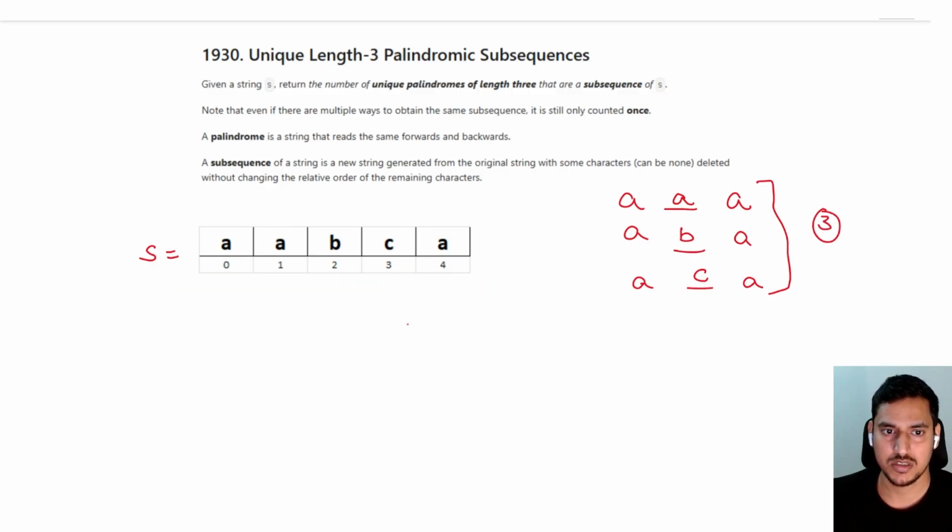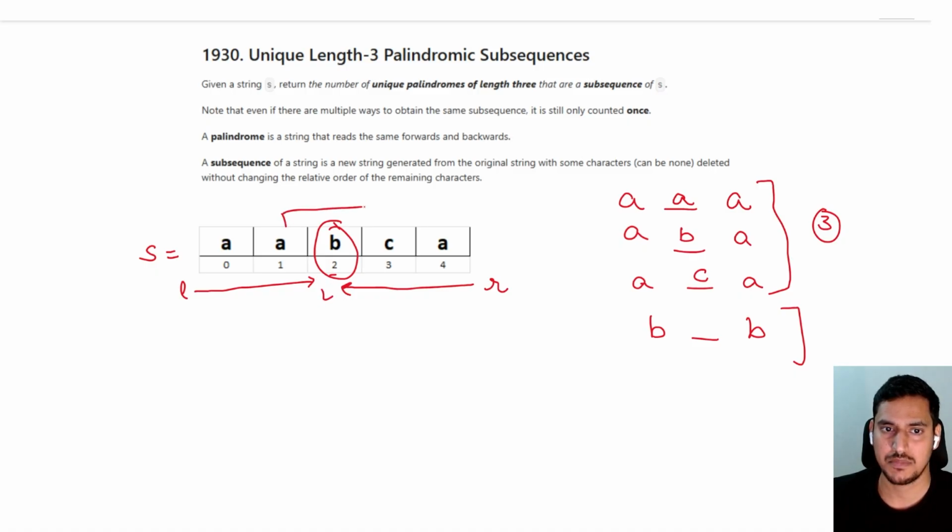If I talk about B similarly, moving from L, we found that B is at index 2. Similarly for R, I found that B is at 2. So B underscore B, if I consider, it cannot be true because both are at position 2 and there is no gap, like there was a gap in case of A. In fact, there's only one B in this case. So we can say that there are 0 palindromes that start and end at B.